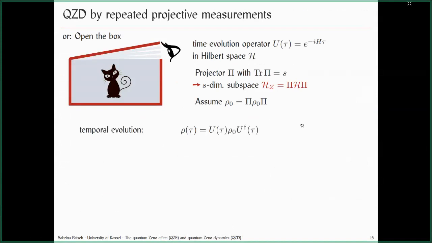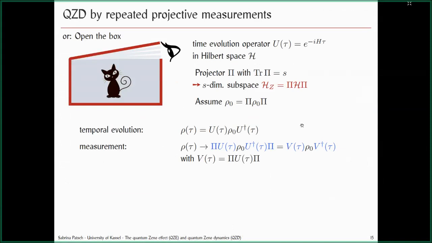Then I have some temporal evolution. So I start with my initial state, I evolve it for a time tau, and then I have the density matrix afterwards. Then I'm measuring my system. Measuring my system means that I'm projecting my state afterwards to the Zeno subspace. So I have the projector, the pi, on the left side and on the right side.